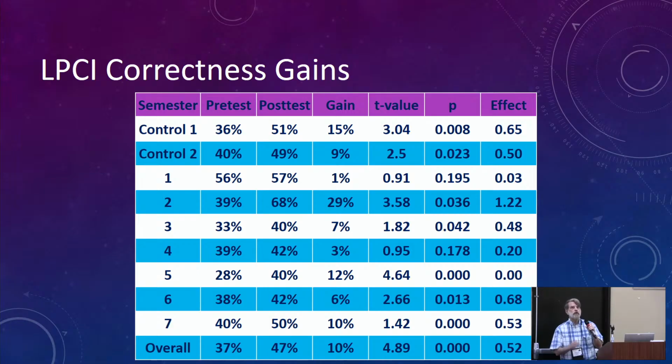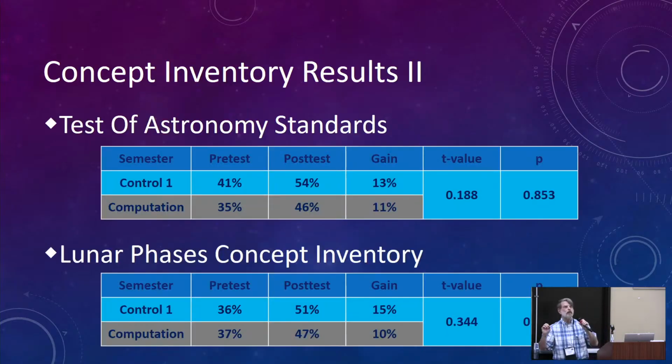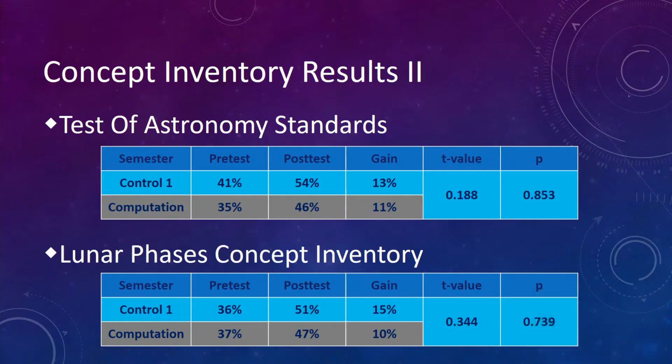The big result here, and this can be taken one of two ways, is that for the active learning semesters versus the computational semesters, for both the TOAST and the LPCI, there was no statistically significant difference between the two in the pre-post correctness changes. And I'm taking the optimistic view of this. One view is, well, gee, we didn't make any improvement here. The other is that computation is as effective as other forms of active learning in teaching astronomy.